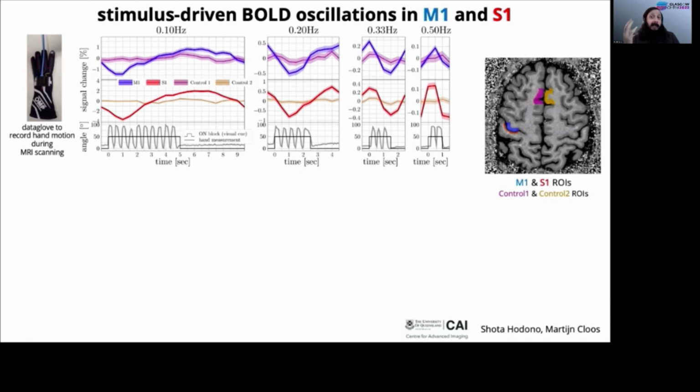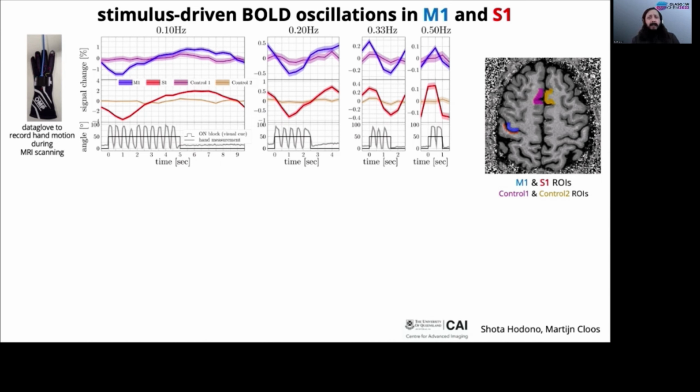And finally, similar oscillations have been reported in motor cortex and in somatosensory cortex in this collaborative work with Shota Hodono and Martijn Kloos at the University of Queensland. Here, using a data glove that records hand motion during MRI scanning, they also measured BOLD responses tracking up to 0.5 hertz activation with amplitudes far higher than predicted in the canonical model.